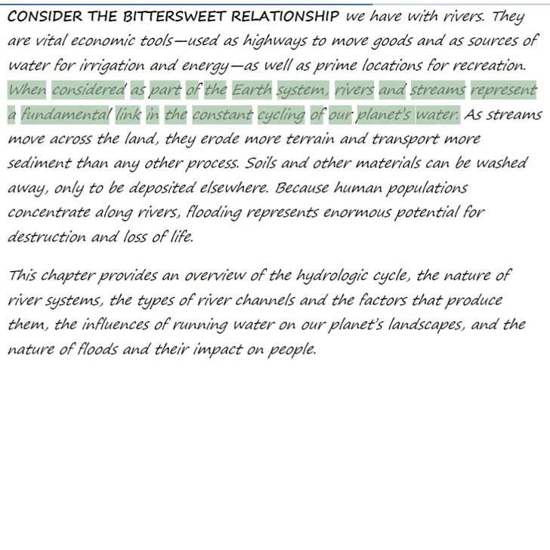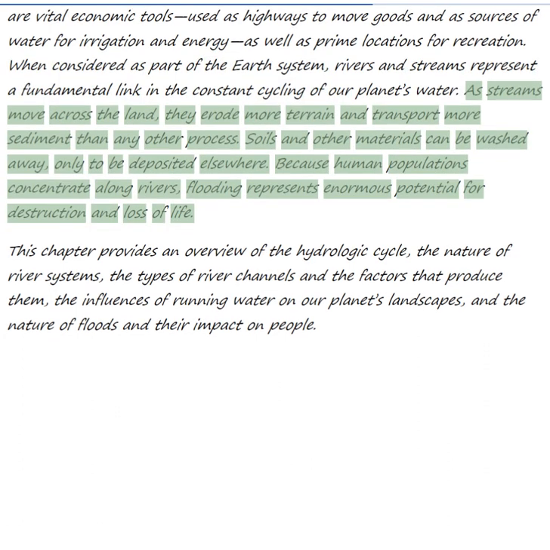When considered as part of the Earth system, rivers and streams represent a fundamental link in the constant cycling of our planet's water. As streams move across the land, they erode more terrain and transport more sediment than any other process. Soils and other materials can be washed away, only to be deposited elsewhere. Because human populations concentrate along rivers, flooding represents enormous potential for destruction and loss of life.